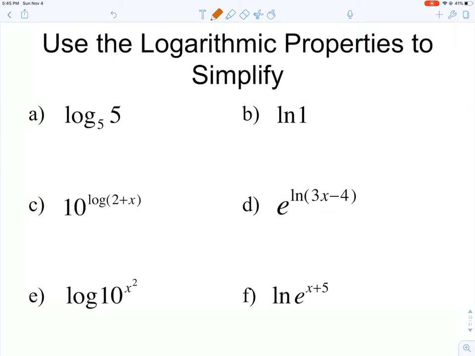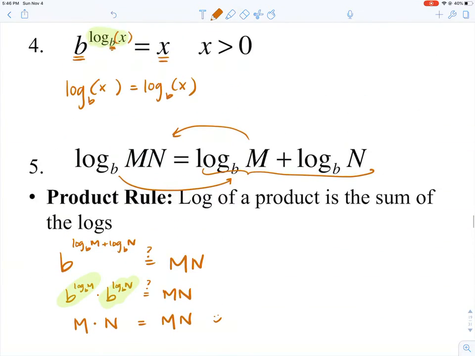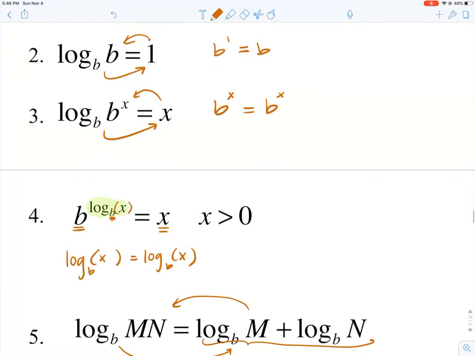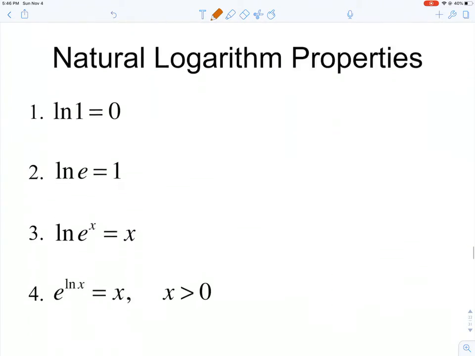Okay, so let's use our logarithmic properties to simplify. Log base 5 of 5 will be 1, right? 5 to the first power will be equal to 5. Okay, log base anything of 1 will be 0, right? Because that base raised to the 0th power will give you 1. 10 to the log of 2 plus x. Remember, when the base is not written, it's log base 10. So this just equals 2 plus x. Okay, I believe that was property number 4. Yes, property number 4. We use property number 4 a lot.